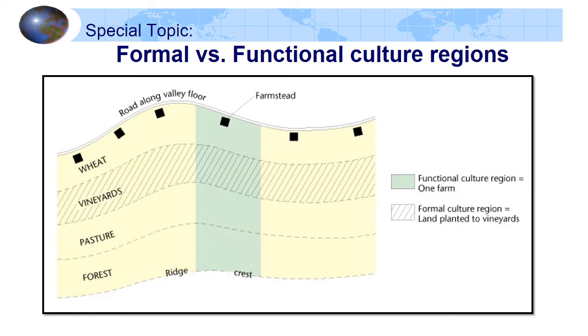Now, the functional regions are organized regions, and so that would be the property that's owned by the one farmer. Okay, it's not homogeneous within it. It's organized to be a region, and its node would be the farmstead. So it functions as a region. Farmer Smith's farm is a region, but it's not a formal region, it's a functional region. Okay, we'll take a look at this later in the course too.